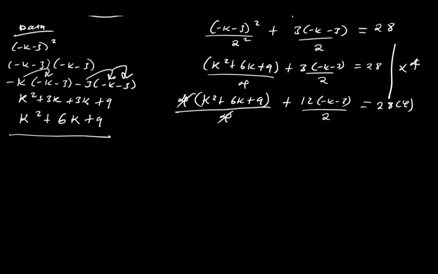So 4 there, that's going to cancel out to 1. Then you have k squared plus 6k plus 9. Then 2 there, 1, 2 there, 6. So plus 6 times minus k minus 3. Then 28 times 4 is 112. All right, so let's keep on going.